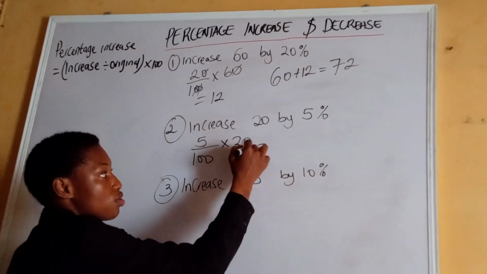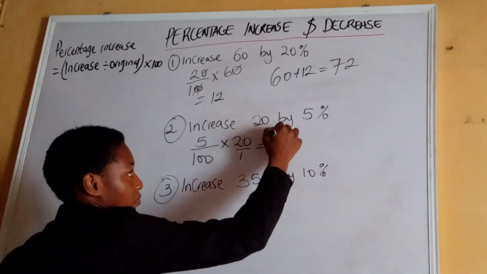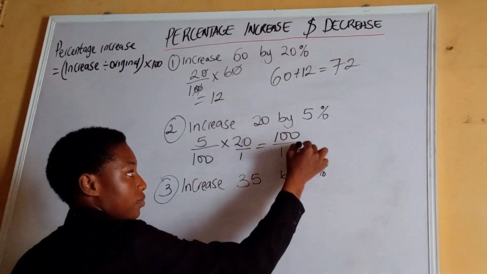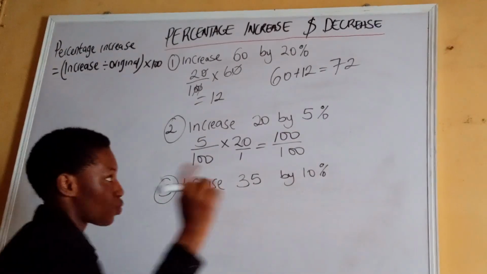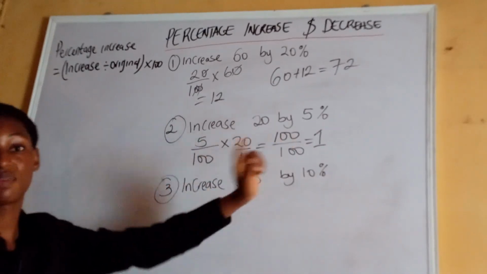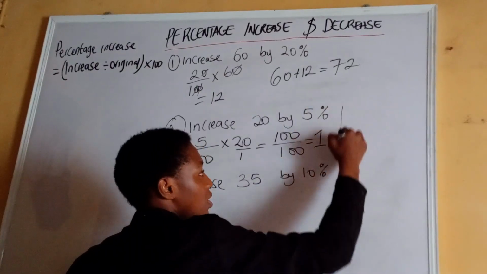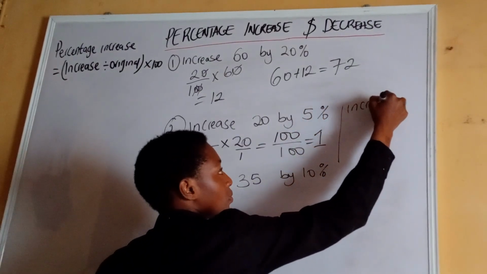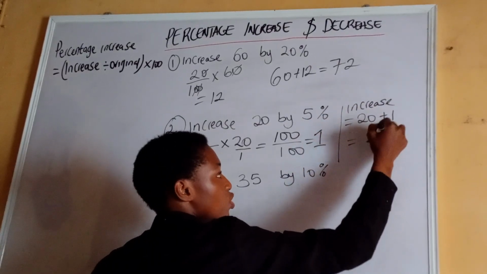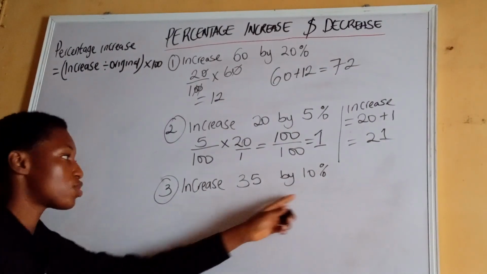This 20 is also the same thing as 20 over 1. Now, if you want to multiply, 20 times 5 is 100. And this one below is also 100. So 100 times 1 is 100. Now, if you divide 100 by 100, you get what? You get 1. So to find the increase of 20 by 5%, you are going to add 20 plus that 1. So this is going to be the increase, would be equal to 20 plus 1. Your answer would be 21. The new price you pay is going to be 21. That's how it works.